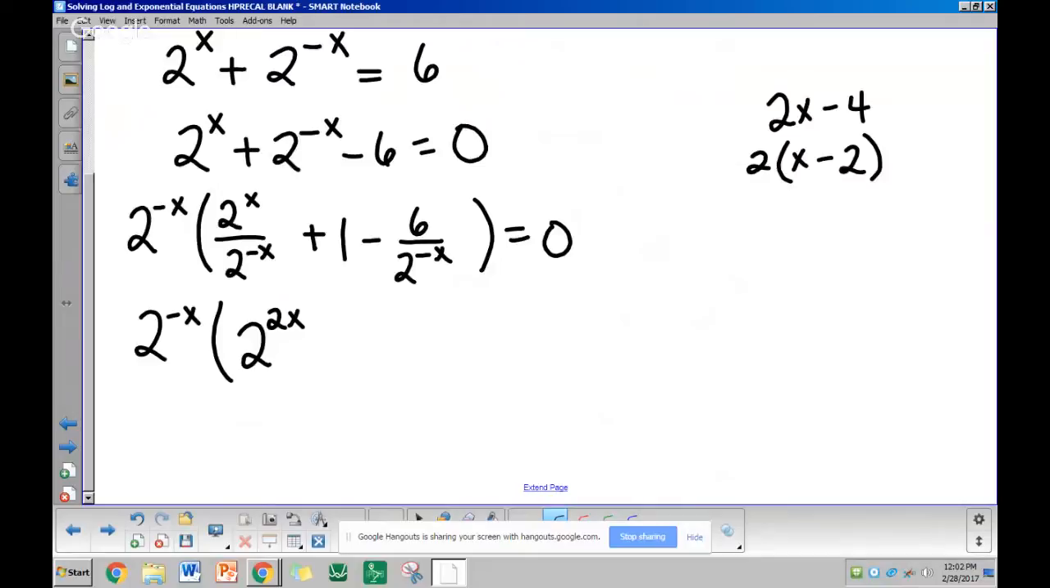Now I'm going to put them in a different order. Minus 6 times 2 to the x. Good, because if it's parked in the wrong space down here, because it's got a negative exponent, it really belongs to the numerator. Plus 1.